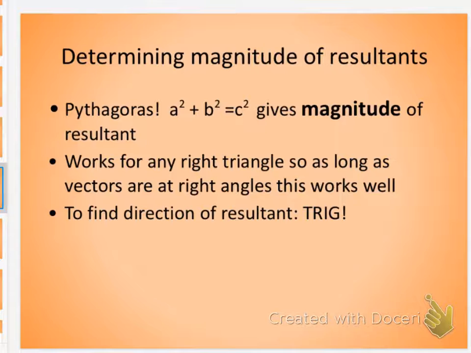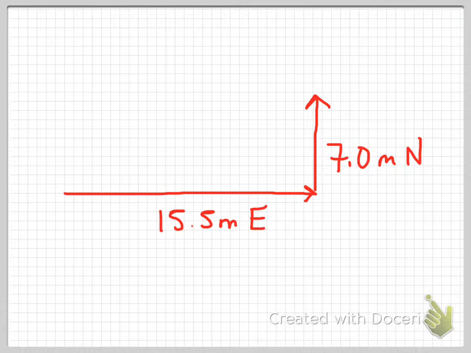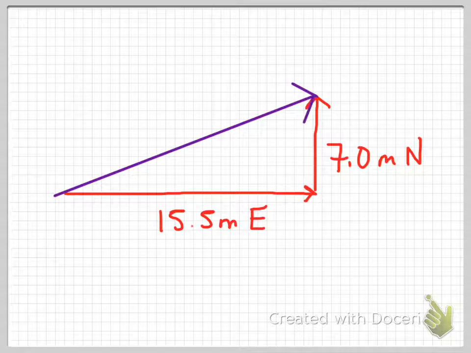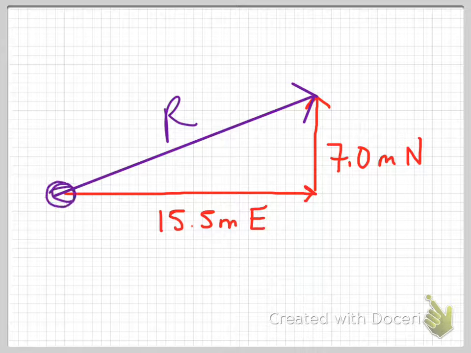So let's practice one just like that. I'm doing just a made-up problem here. I'm doing displacements. I've gone 15.5 meters east, turned and gone 7.0 meters north. What I would like to know is my resultant. As always, the resultant connects the tail of the first vector and the head of the final vector. Okay, so what's my overall displacement?